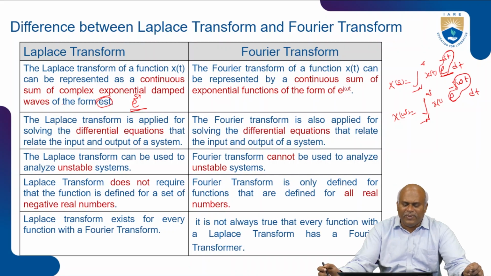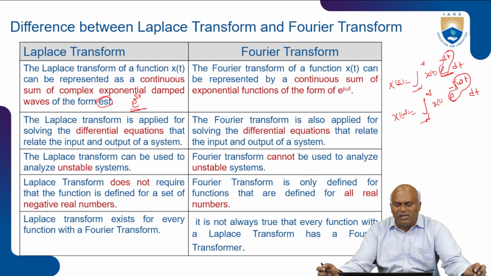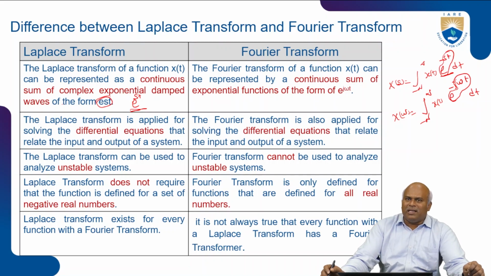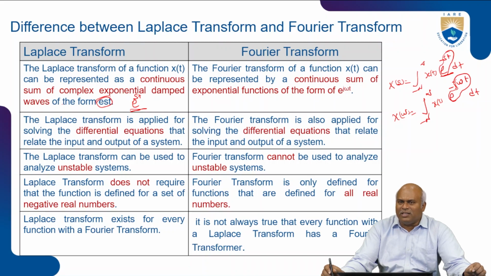Next case, the Laplace transform can be used for any unstable system, but the Fourier transform cannot be used for any unstable system. It always gives the solution of a stable system only.